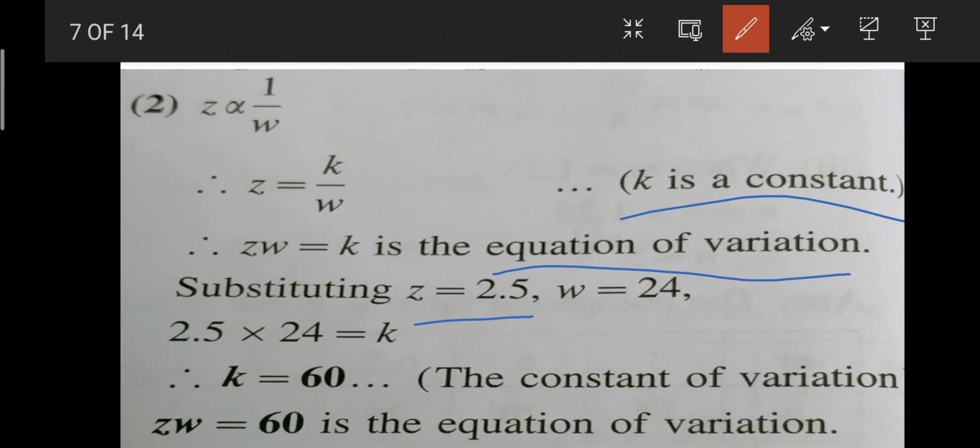So Z is 2.5 and W is 24. When we multiply ZW, that is 2.5 into 24, we get our K. So K is 60. So ZW is equal to 60 is the equation of variation.